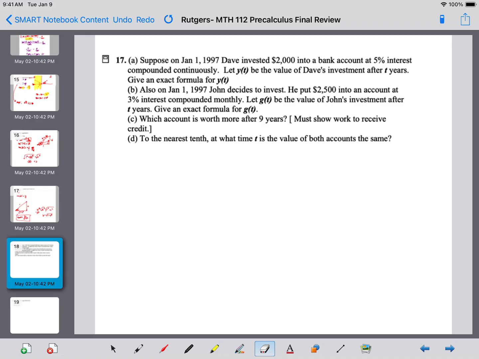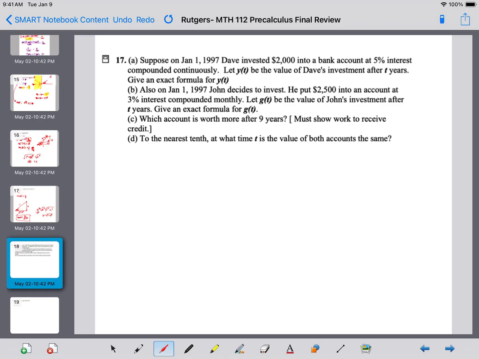Question 17, and this is a calculator active question. Suppose on January 1st, 1997, Dave invested $2,000 into a bank account at 5% interest, compounded continuously. Let y of t be the value of Dave's investment after t years. Give an exact formula for y of t.